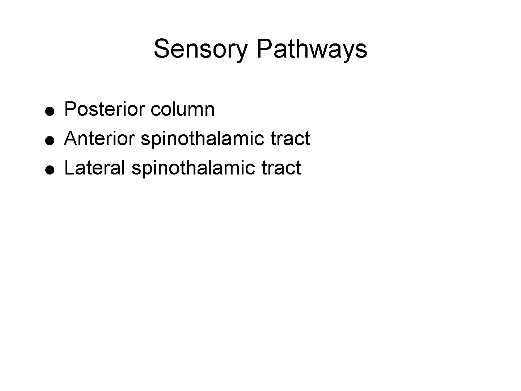Sensory pathways deliver information from the body to the brain. The posterior column transmits fine touch, vibration, and proprioception. The anterior spinothalamic tract carries crude touch and pressure, while the lateral spinothalamic tract conveys pain and temperature. These tracts help the CNS interpret both internal and external stimuli accurately.